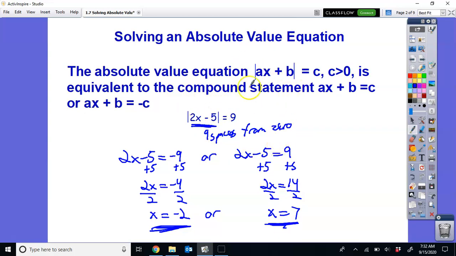Now, up at the top in the words, I've also given you a way to think about this: anytime you have an equation, no matter what the expression is inside here, you set it equal to the positive version of the answer, and you set it equal to the negative version of the answer. But my suggestion is if you just think about the spaces from 0, 9 spaces from 0, it'll help you set it up pretty easy every single time.